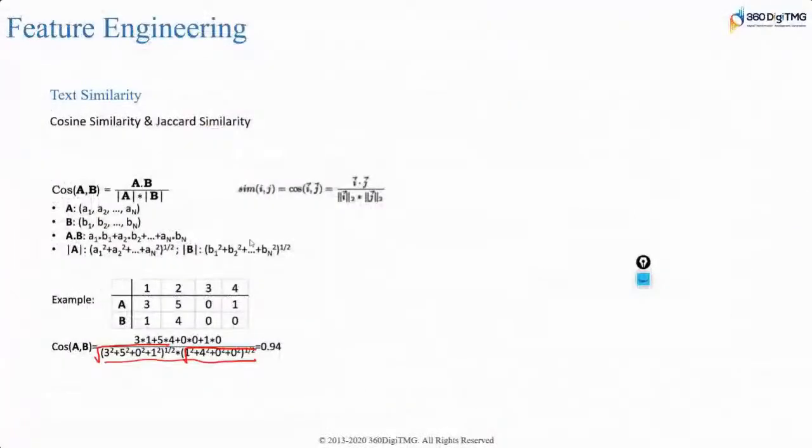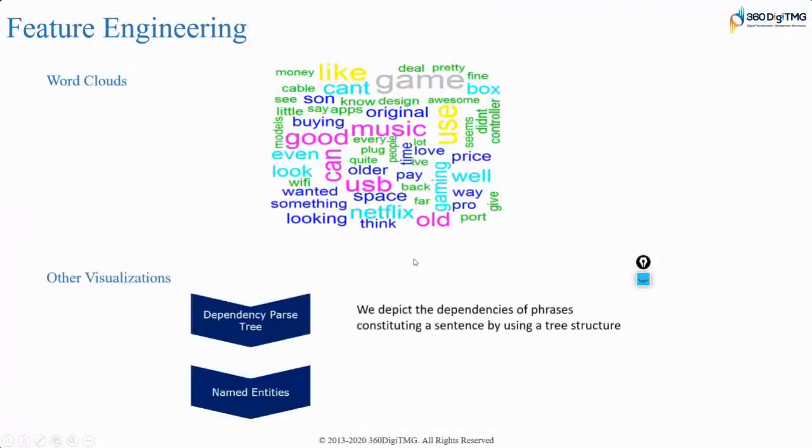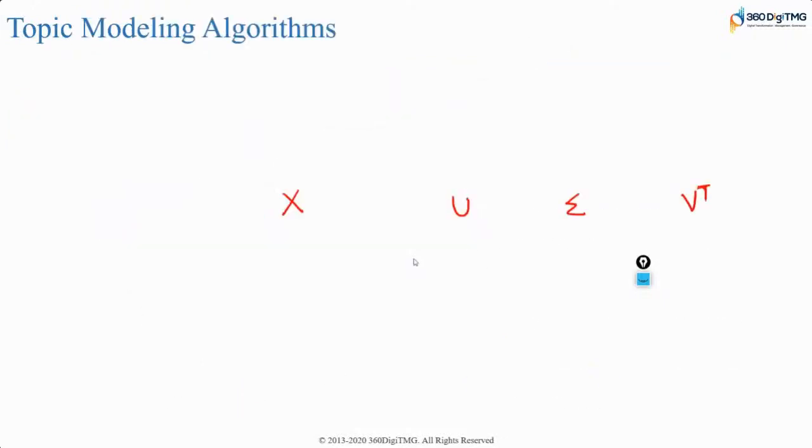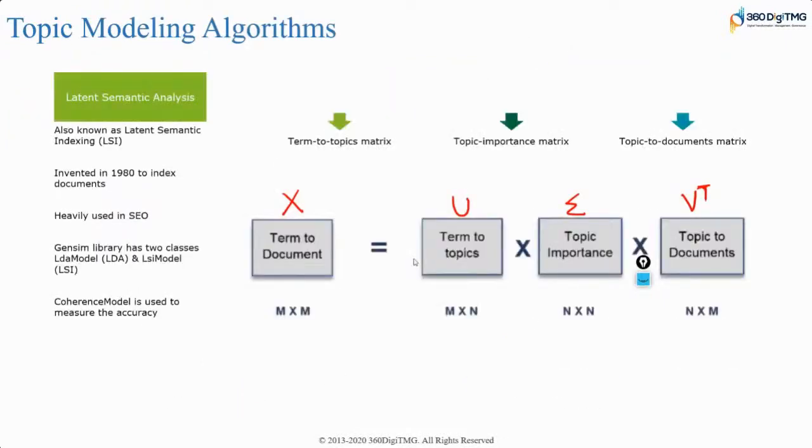We discussed LSA, latent semantic analysis, which is also known as LSI. That is what we have discussed. Now we need to switch gears and discuss LDA, latent Dirichlet allocation.